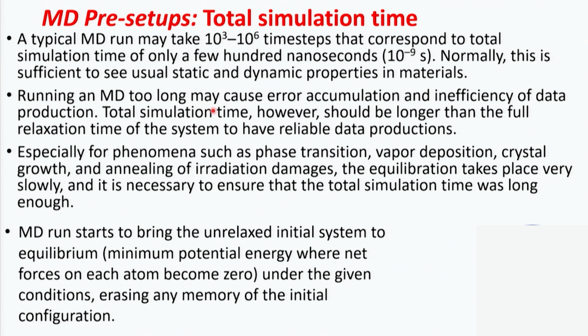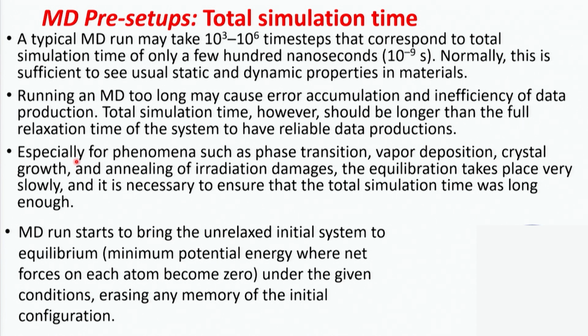Okay, running an MD too long may cause error accumulation and inefficiency of data production. Total simulation time, however, should be longer than the full relaxation time of the system to have reliable data production. Okay, so the first initial position or initial velocity are just not up to the mark, or not accurate relative to the overall atmosphere or overall imposed external condition. Okay, so the first thing that we need to go for is equilibration or relaxation, so that it gives a relaxed structure, and then we actually go ahead.